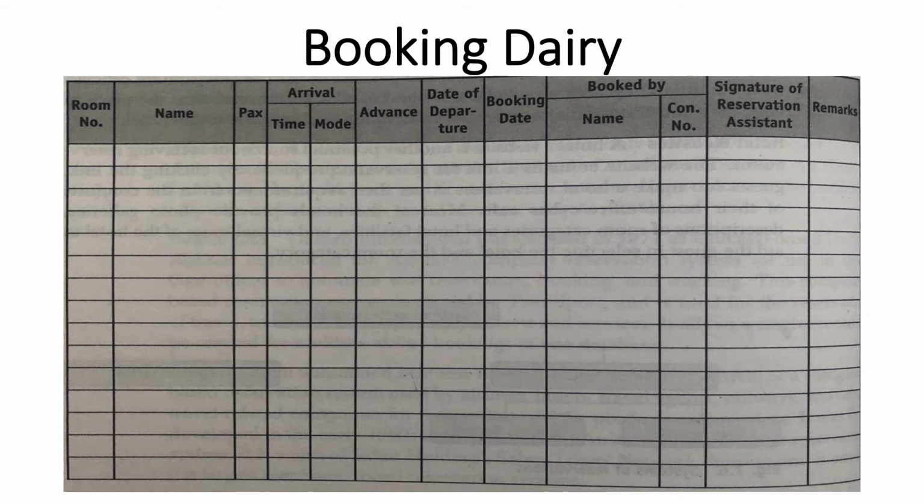The hotel booking diary may be hardbound also. The format of a diary is the one which is shown in the image. The diary system of reservation is only suitable for very small properties.